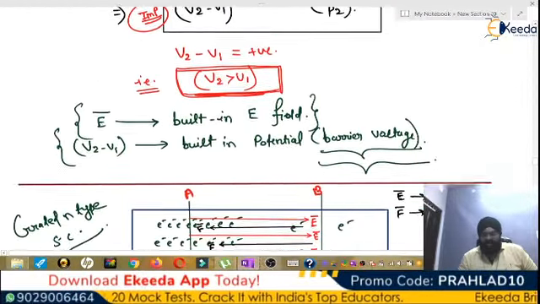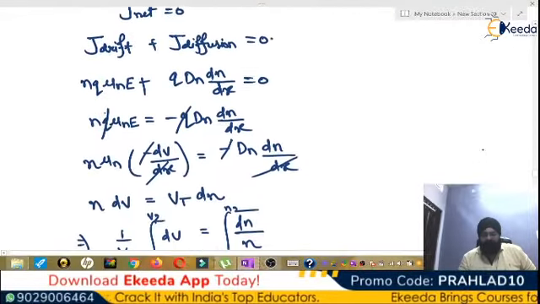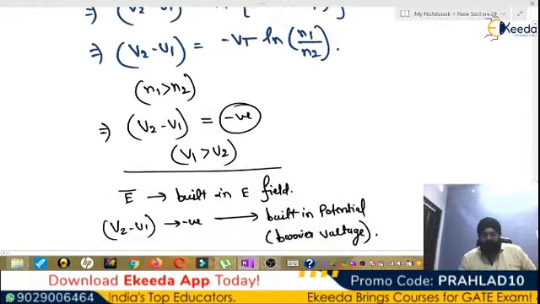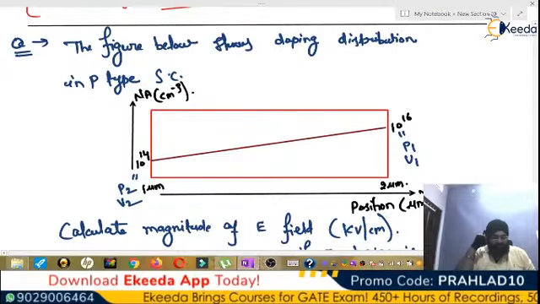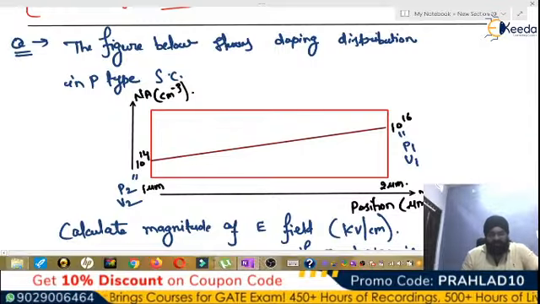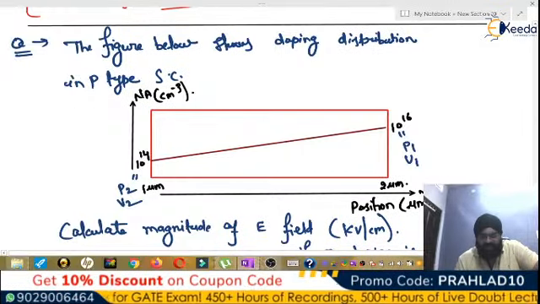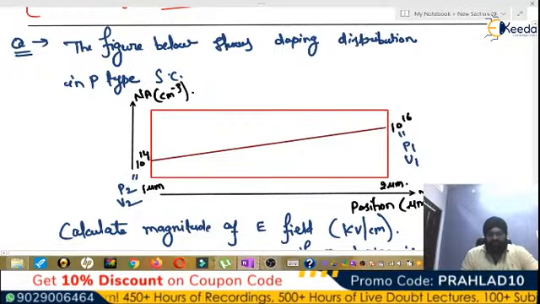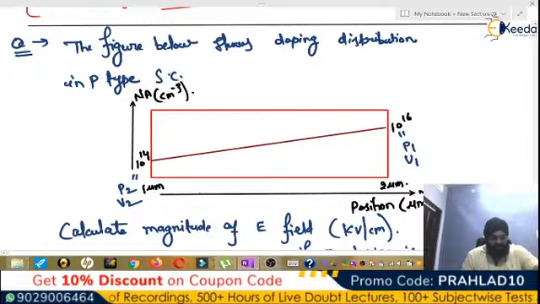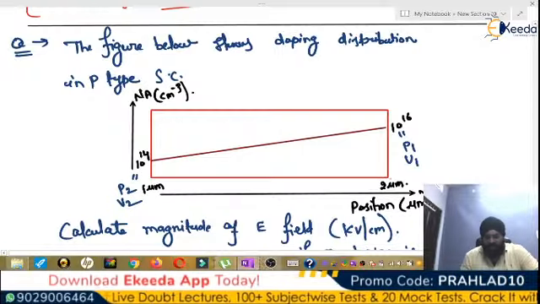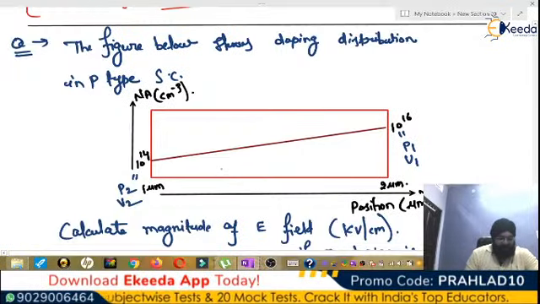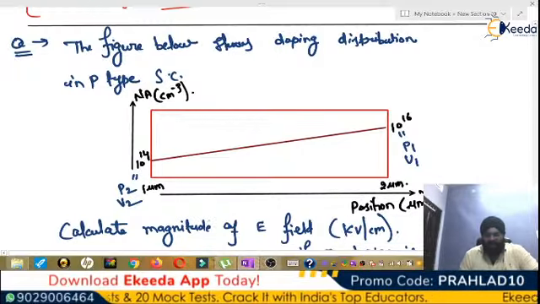Let me solve some numericals about graded semiconductor. The figure below shows the doping distribution in the p-type semiconductor. It's given here from 1 micrometer to 2 micrometer, and the concentration of holes is 10 to the power 14 to 10 to the power 16. Calculate the magnitude of electric field in kilovolt per centimeter.